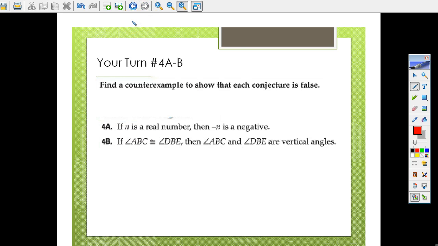Okay, so here's your turn, 4A and 4B. Find a counterexample. Give me one example that would make these statements false. And when you're done, that is all the homework for tonight. Make sure you put this away and put it in your book bag for credit tomorrow. Thanks for watching.